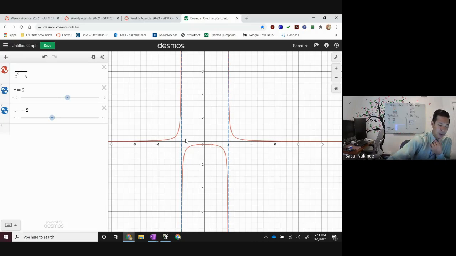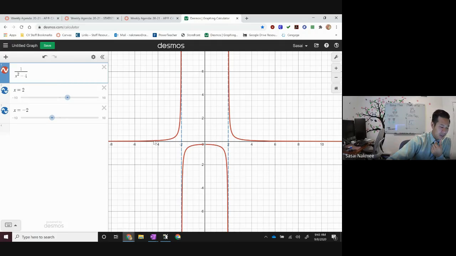If I approach those vertical asymptotes from either the left side or the right side, I can see that it's shooting off towards either infinity or towards -infinity. Either way, I would say the limit as x approaches -2 of this function does not exist. I'll repeat myself here: the limit as x approaches -2 of 1 over x squared minus 4 does not exist.